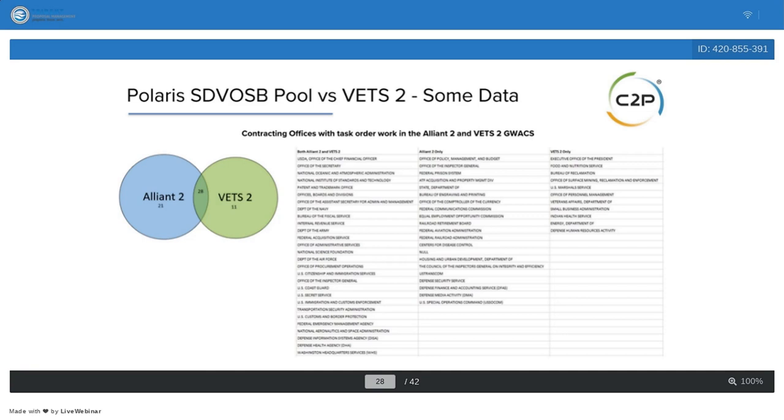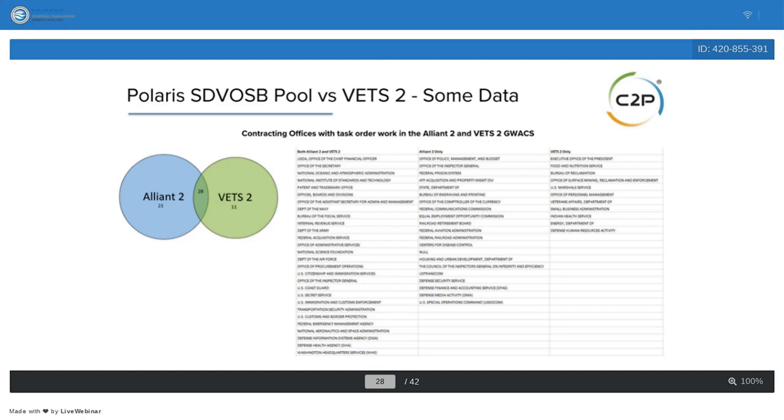And that way you get an idea of, if my customer is in the space, will they be on Polaris or similar work? And again, this is kind of speculation on our part, but I think it's a good way to start looking and saying, if I'm a service-disabled small veteran company, do I need to be on Polaris? What work will I get from it? What types of tasks are likely to be available to me through this contract that may not be available through VETS 2 or VETS 3 once that's released?